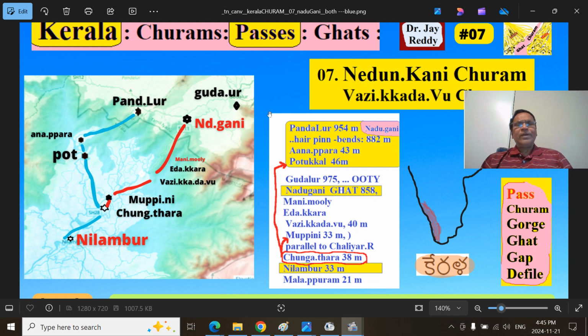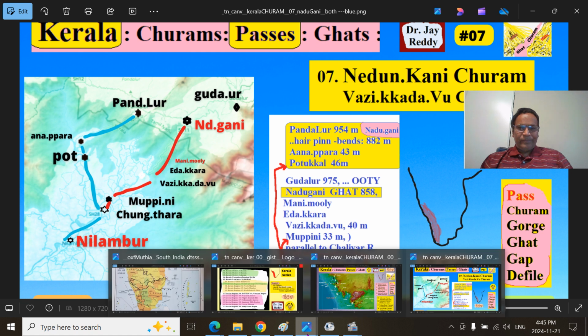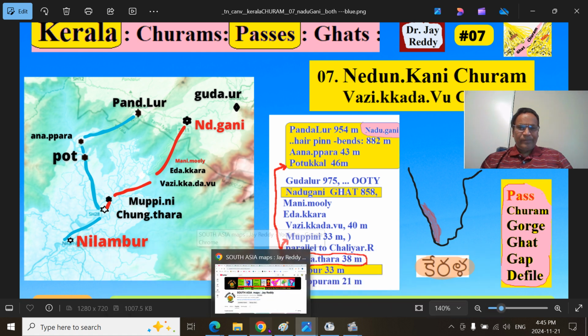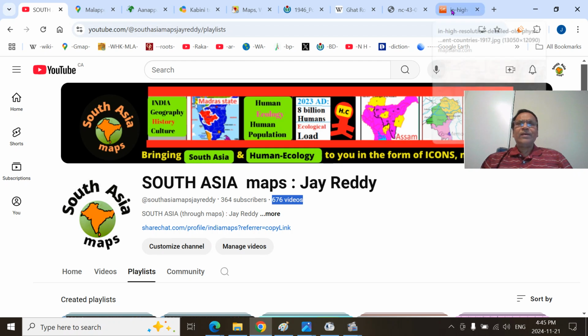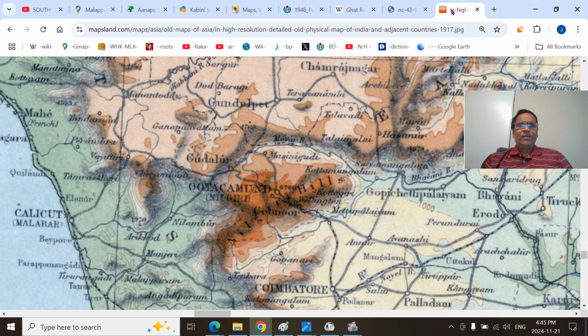Somewhere here you will see Udagamandalam. And Nedumkayam to Udagamandalam, that is 22 meters. Essentially, Nilambur to Gudalur Pass, Nilambur to Nedungani Pass. Yeah, we can see these passes.